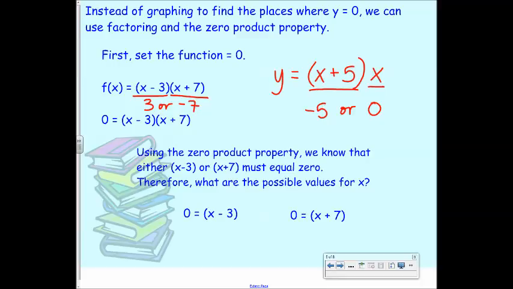So when you're looking at these problems, the goal is always to figure out what can make y equal to 0, because that's where the parabola will cross the y-axis.